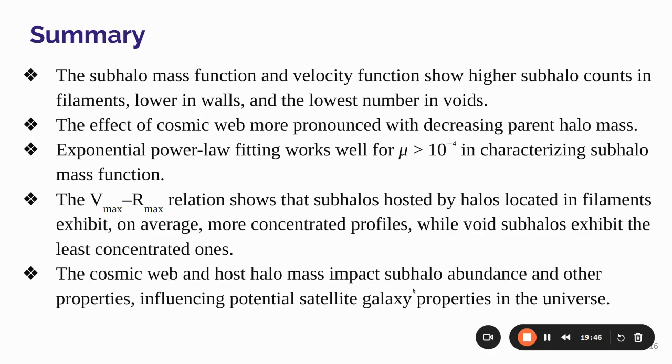And the Vmax-Rmax relation shows that subhalos hosted by halos located in filaments exhibit on average more concentrated density profiles than the ones in walls and voids, and the ones in voids are the least concentrated. So from our results, we can conclude that the cosmic web and the host halo mass impact both the subhalo abundance and the other properties of subhalos. These can influence potential satellite galaxy properties and their distribution in the universe. Thank you.